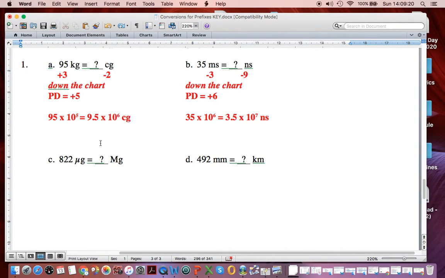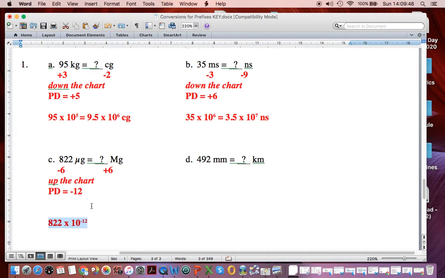So let's try C and D. First with C, we need our powers. Micro is -6 and mega is +6. So our power difference, well, first of all, we're going up the table. We're going from little units to big units. And that means our power difference is going to be negative. -12, that's the gap between them. So we're going to need a lot fewer megagrams than micrograms. Micrograms are tiny.